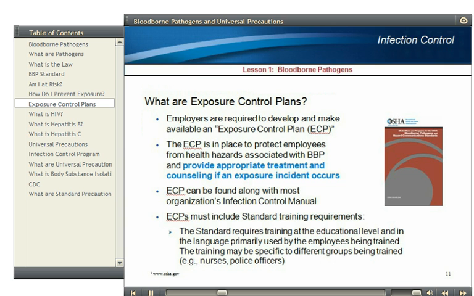What are exposure control plans? Employers are required to develop and make available an exposure control plan, ECP. The ECP is in place to protect employees from health hazards associated with BBP and provide appropriate treatment and counseling if an exposure incident occurs. ECP can be found along with most organizations' infection control manual. ECPs must include standard training requirements. The standard requires training at the educational level and in the language primarily used by the employees being trained. The training may be specific to different groups being trained, e.g., nurses, police officers.